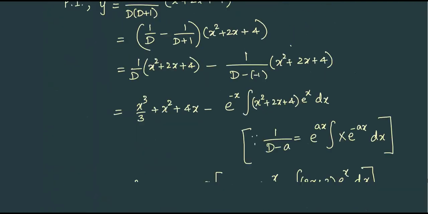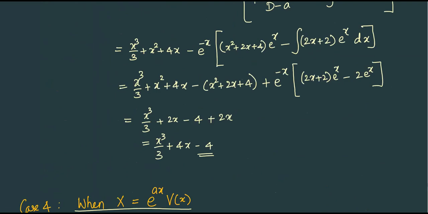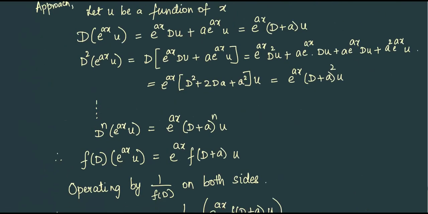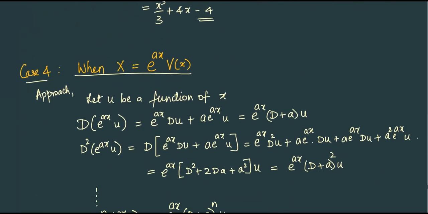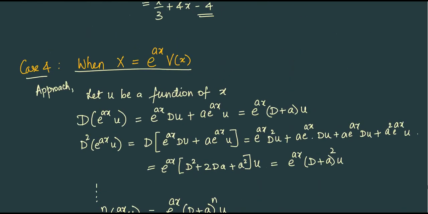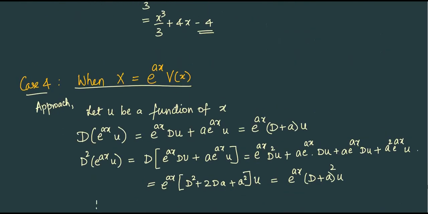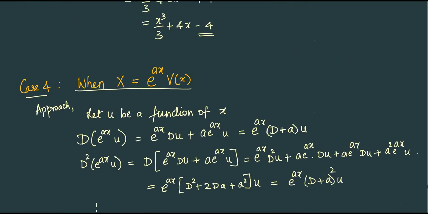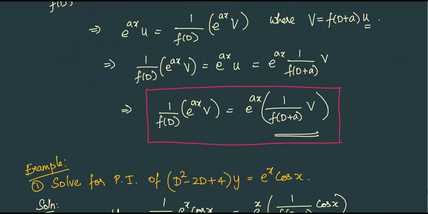Another method is to use partial fractions. That is the most general case. Then two difficult cases: when X is e power ax into V. That's a tough case. This is the solution.